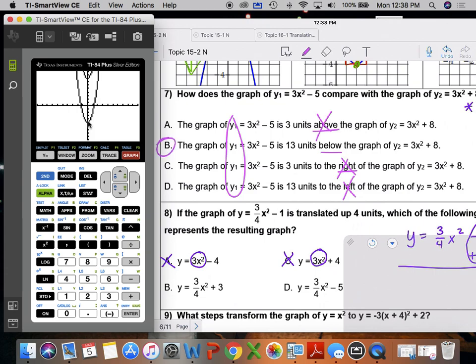The way they got 13 is this one's down at -5, this is 8, so you can count 1, 2, 3, 4, 5, 6, 7, 8, 9, 10, 11, 12, 13. There are 13 units between them. Most of the time, if you can identify above, below, left, or right, that will help you out. Not always, though.